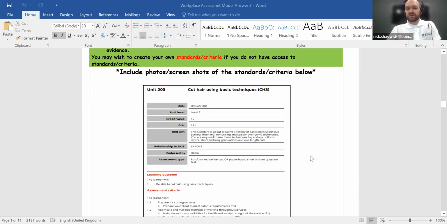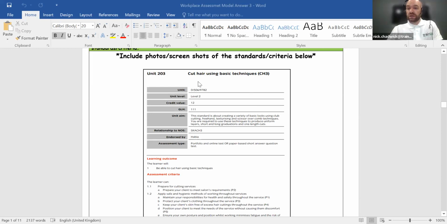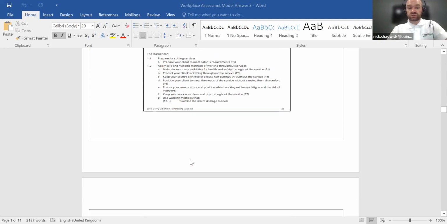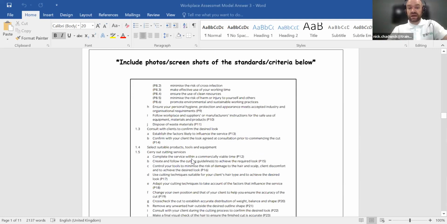Below, we have an example. So this has been taken from the City and Guilds website. As we can see here, this unit is on how to cut hair using basic techniques. Okay, so in other words, this criteria, which is 2 pages long, is numbered and lettered, and it has a set of instructions on how to cut hair.